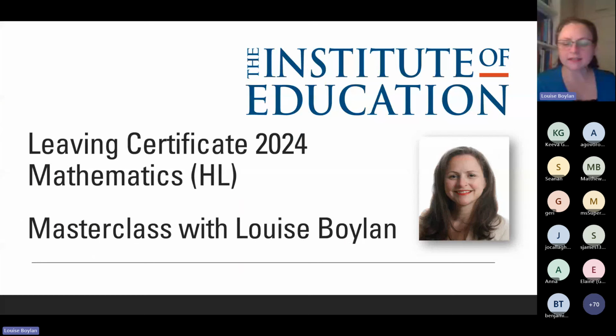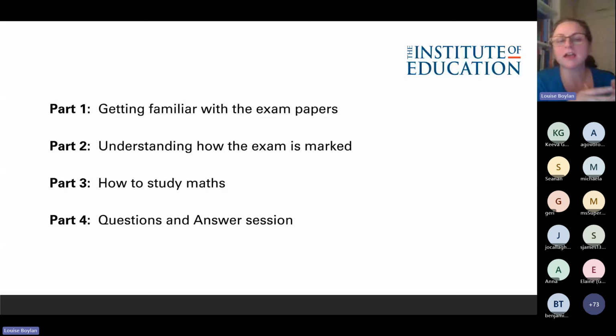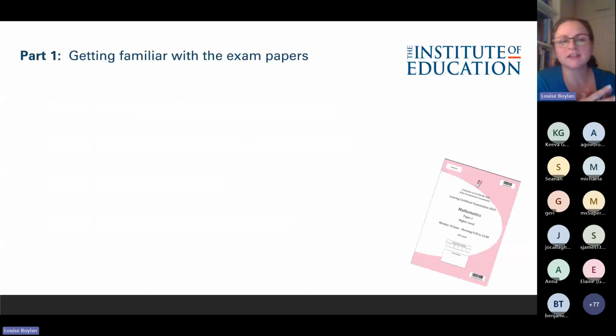What we're going to look at tonight is four aspects. First, getting familiar with the exam papers, so the layout of the exam paper and your timings. Then looking at how the exam paper is marked. Then how you should approach studying maths, because that's a very common question I get asked. And then we'll have a little bit at the end for any questions and answers. So the first thing is getting familiar with the exam paper.